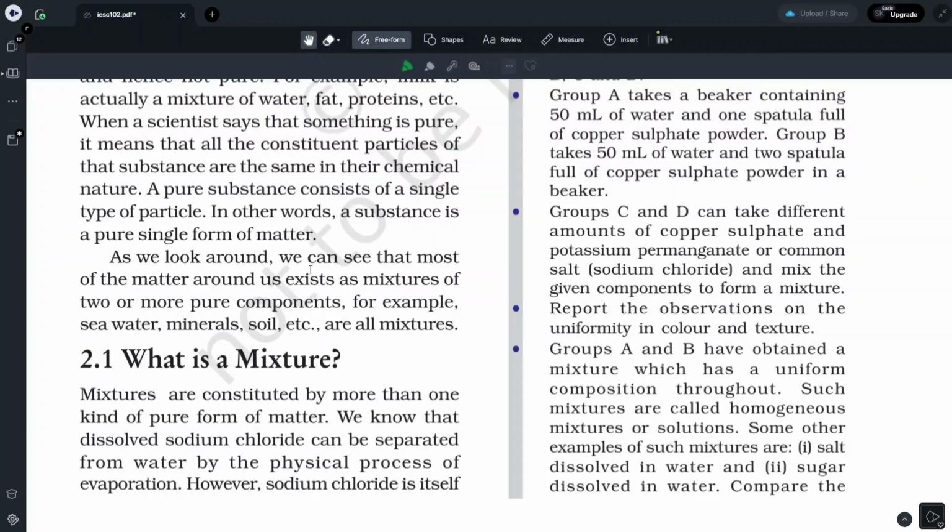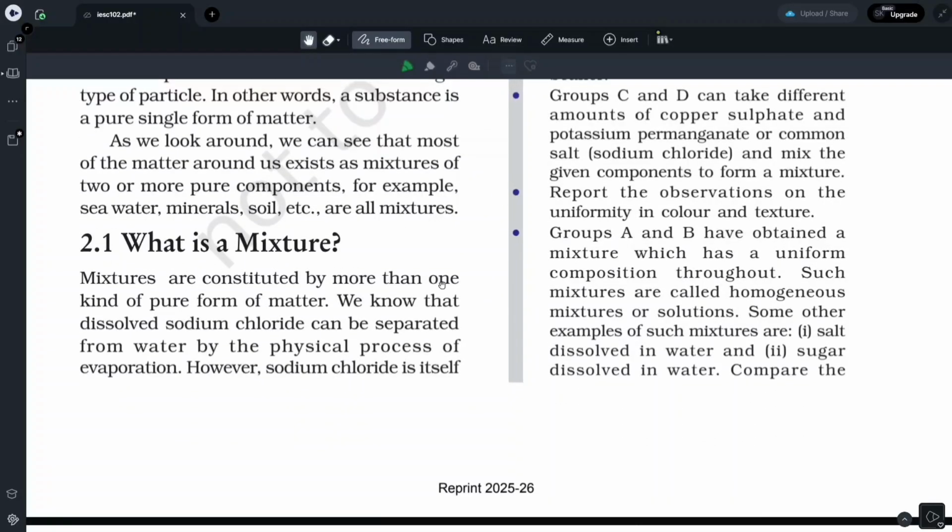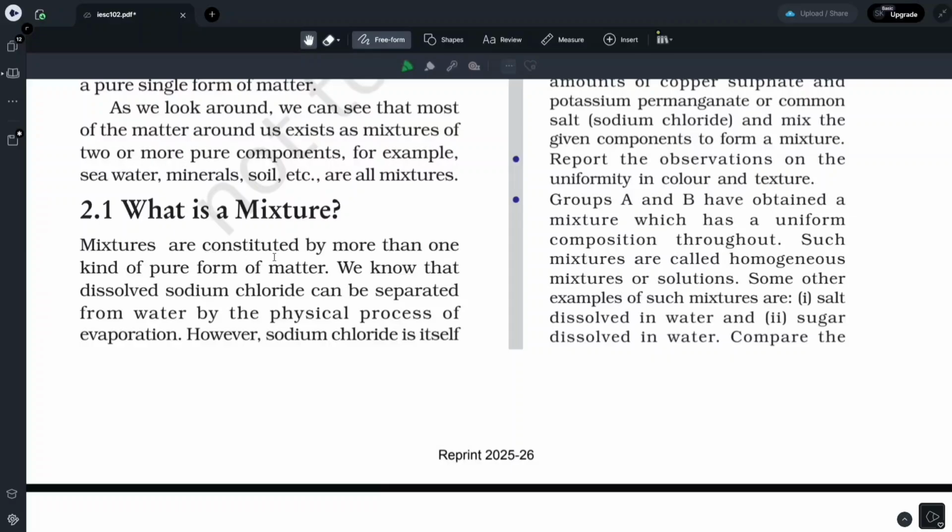In other words, a substance is a pure single form of matter. As we look around, we can see that most of the matter around us exists as a mixture of two or more pure compounds. For example, seawater, minerals, soils, etc. are all mixtures. Now, what is a mixture? Mixtures are constituted by more than one kind of pure form of matter.